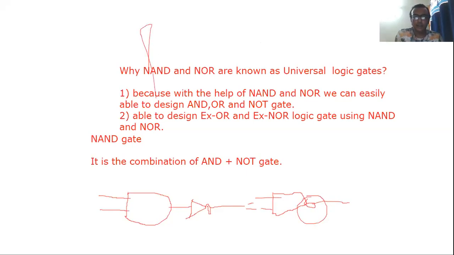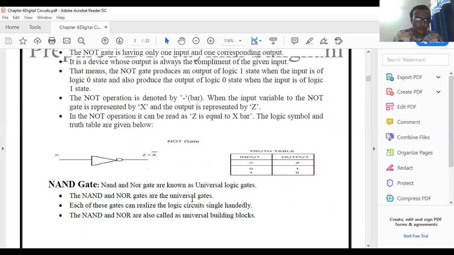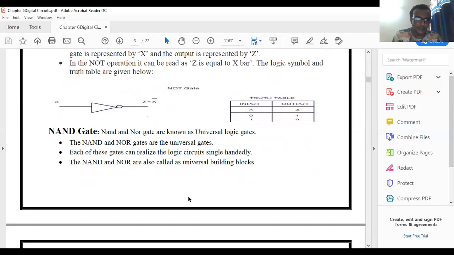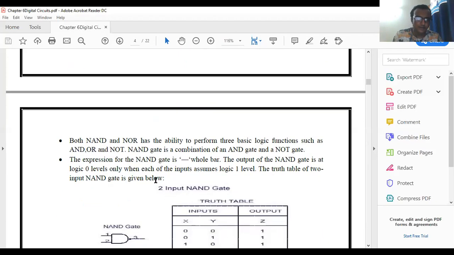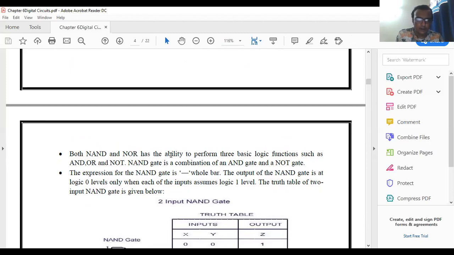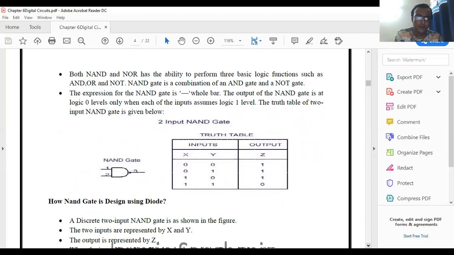And whatever input is applied and what the effect is, I will explain in this PDF. See, NAND and NOR gates are universal logic gates. Each of these gates can realize any logic function single-handedly. Also they are universal building blocks. Both NAND and NOR have the ability to perform the three logic functions already discussed on the whiteboard. See this, this is the symbol of NAND gate.